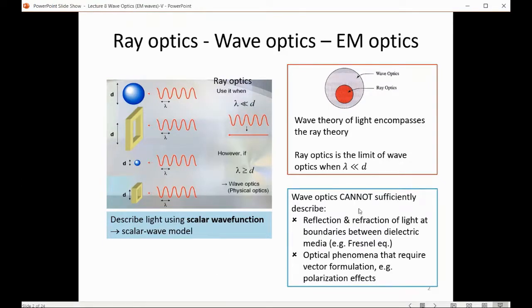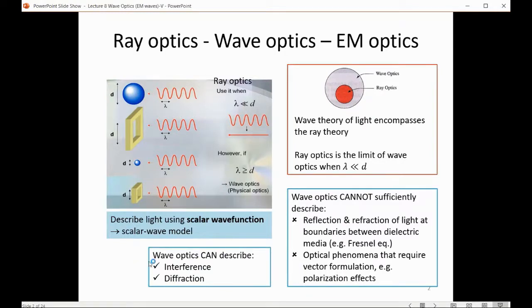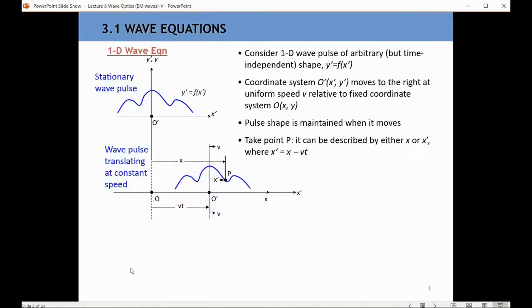However, wave optics cannot sufficiently describe the reflection and refraction of light at boundaries between dielectric media, for example, Fresnel's equations, and it cannot sufficiently describe optical phenomena that require vector formulation, especially in polarization of light. However, wave optics can describe interference and diffraction. Let's look into wave equations.